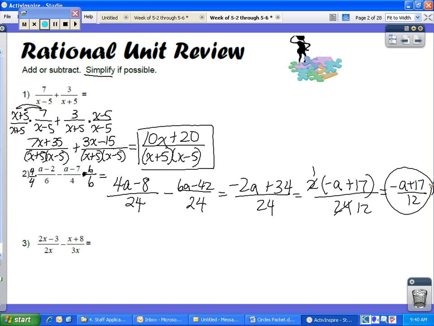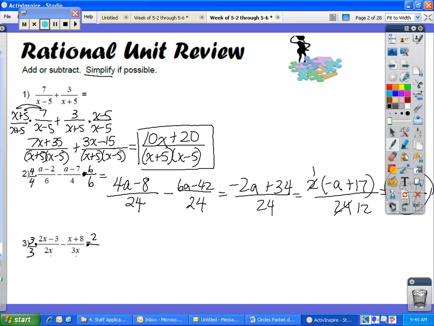Number 3, again I need a common denominator. Notice that they already have an x in common, so I just have to multiply by the opposite coefficient, which means 3 over 3 and 2 over 2. If you did multiply by the entire thing, you are just going to have to simplify at the end. So therefore you want to distribute the 3, and you will be left with 6x minus 9 over 6x minus, distribute the 2, 2x plus 16 over 6x.